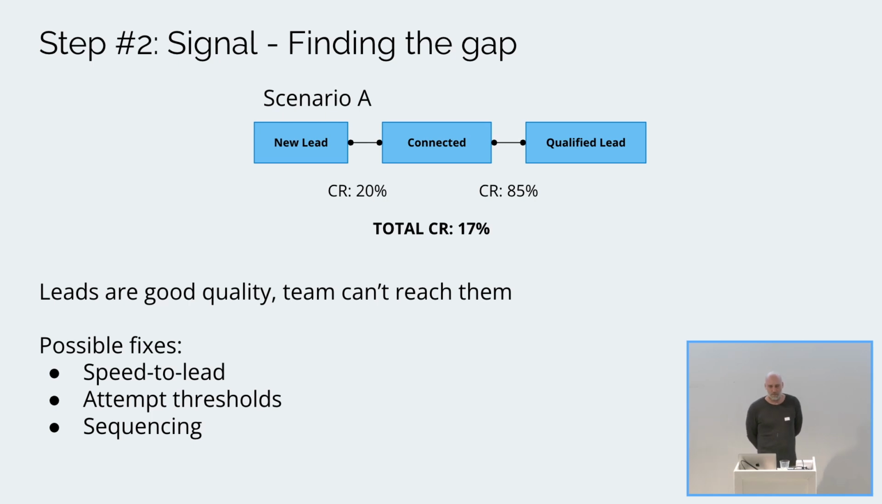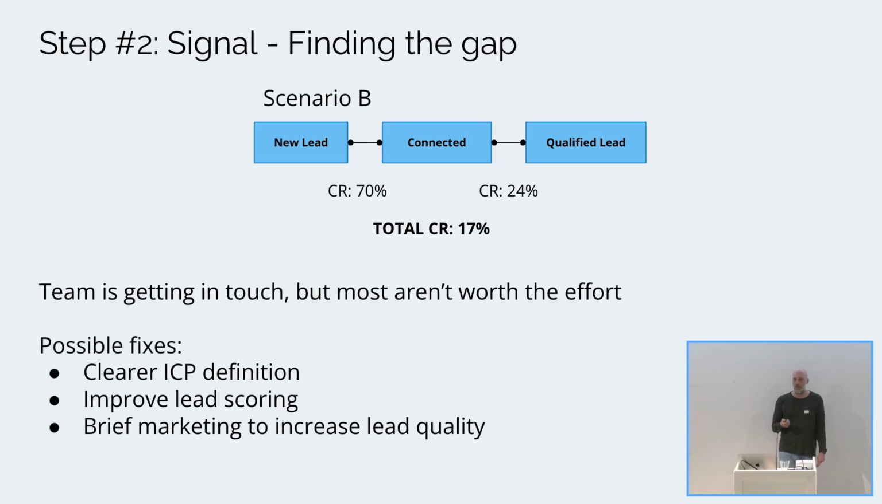So for scenario A, apparently the leads are very good, the quality is very good, we just can't reach them. So what could be a possible fix? Speed to lead. Whenever a lead comes in, jump on it, try to connect to them straight away. Attempt thresholds: it could be that you're only trying to connect 2 times, send an email, send another email, and then, okay, forget it, disqualify them. So maybe you have to try harder, so at least try 7 times. You can start using sequences or improve your sequences. And there are numerous other possibilities. Typically, they are very easy to fix, to be honest, if you can't connect to them.